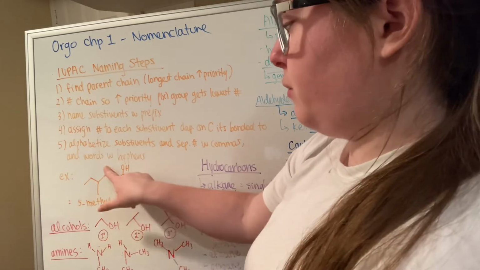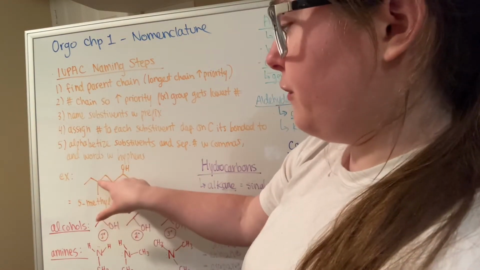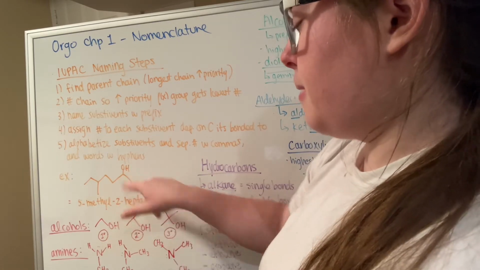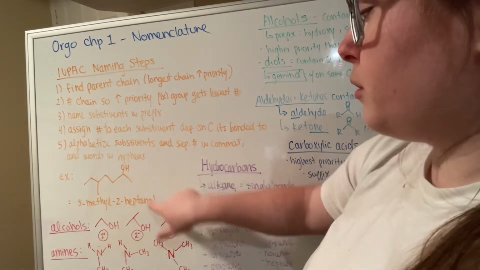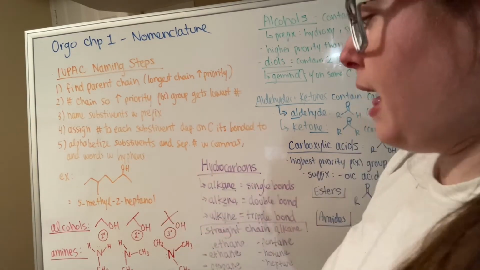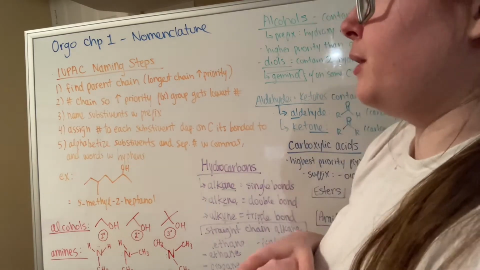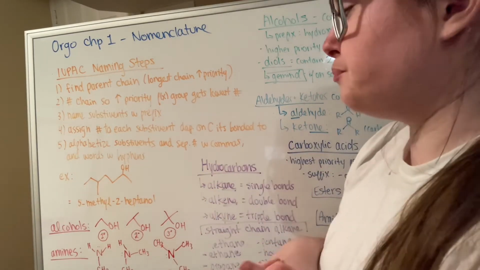1, 2, 3, 4, 5, 6, 7. On the 5th, there's a methyl, and the highest priority functional group is on the 2nd carbon, and it is an alcohol group, which means we would have OL as the ending. So that's just the basic nomenclature. Definitely go through some other examples.